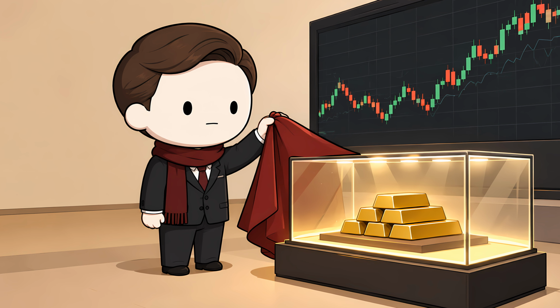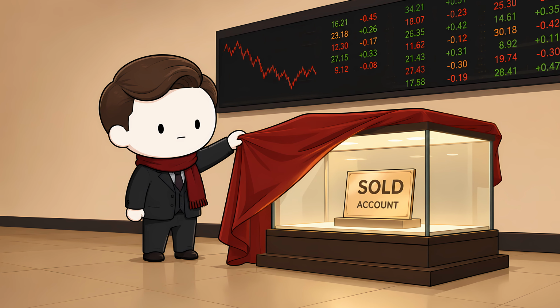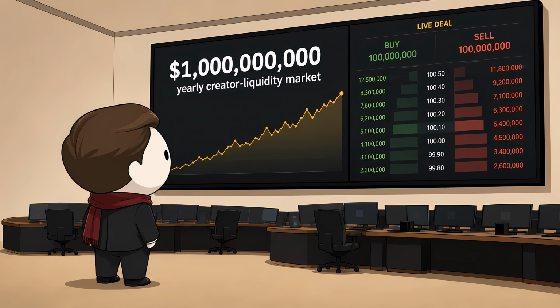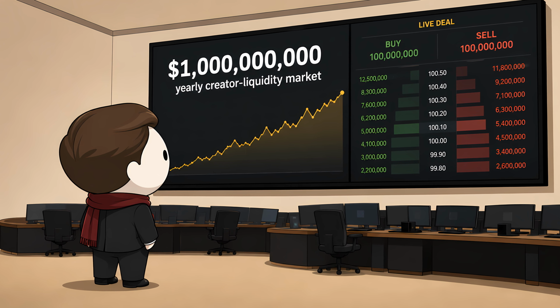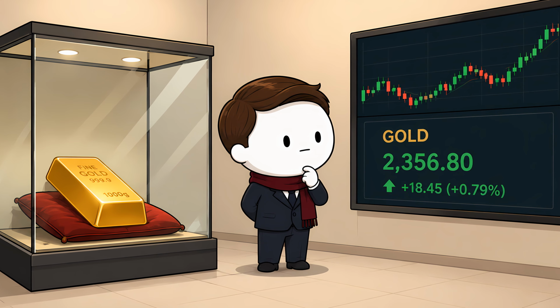Beside the sold account display case, you grip the red cover. You remove the red cover from the sold account display case. On the live deal wall, you read $1 billion yearly creator liquidity market. You compare the sold account display case with the live deal wall.